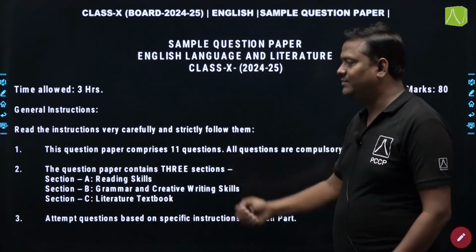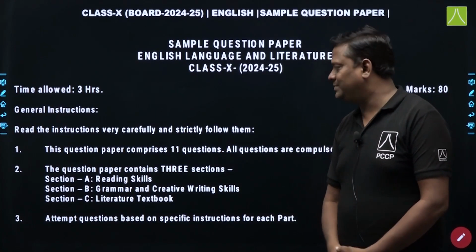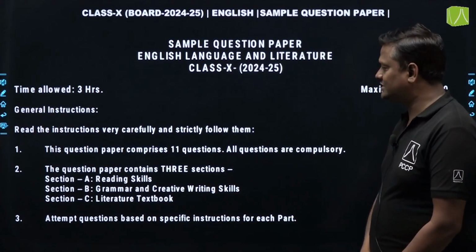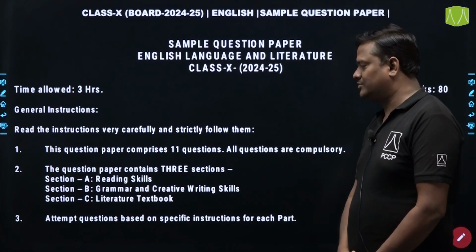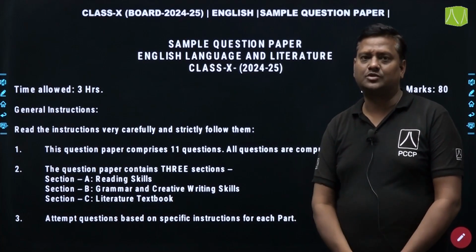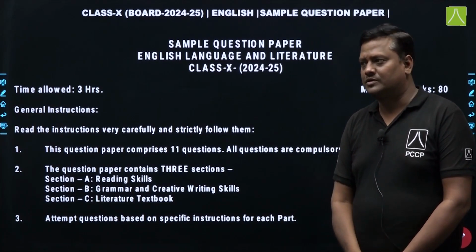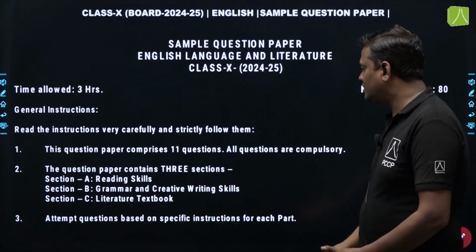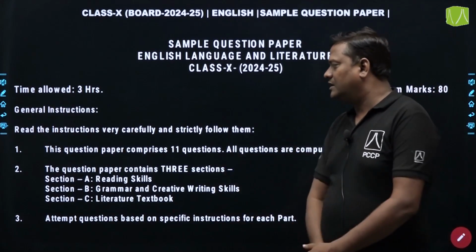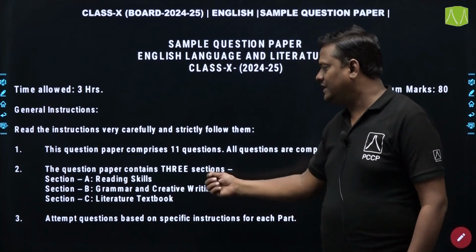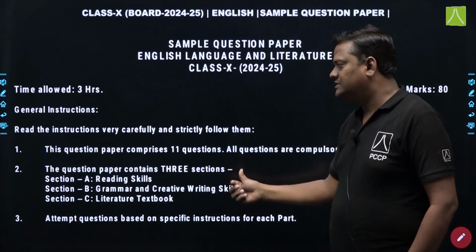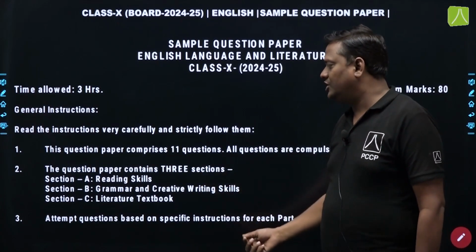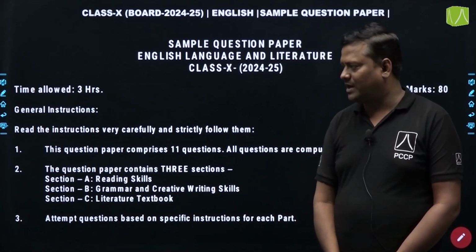Section A will be reading comprehension, section B will be grammar and creative writing skills, and section C will be the literature textbook, meaning section C will comprise questions from the literature books First Flight and Footprints Without Feet. The marks weightage of section A will be 20 marks, section B grammar and creative writing skills 20 marks, and section C literature will be 40 marks.